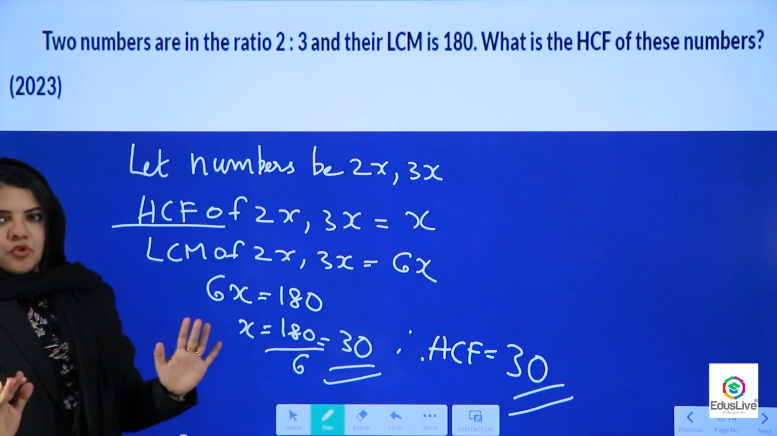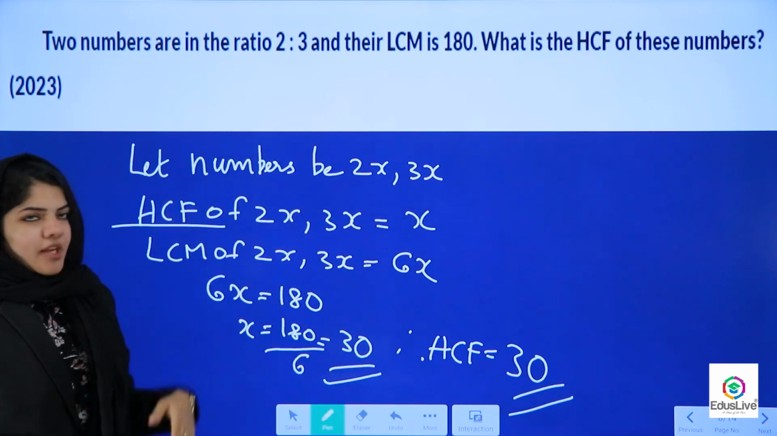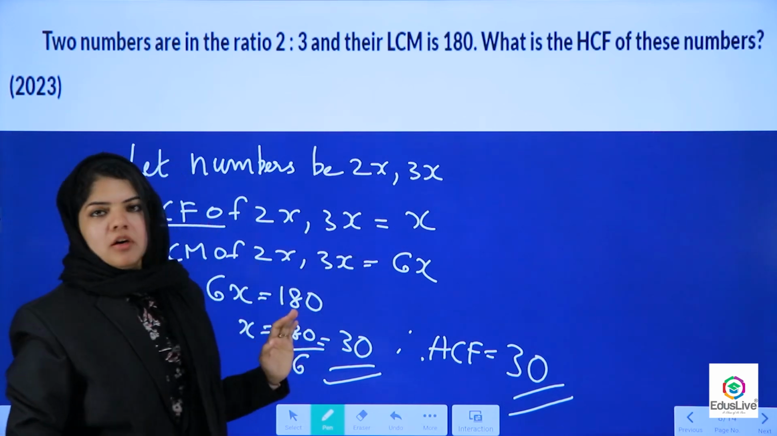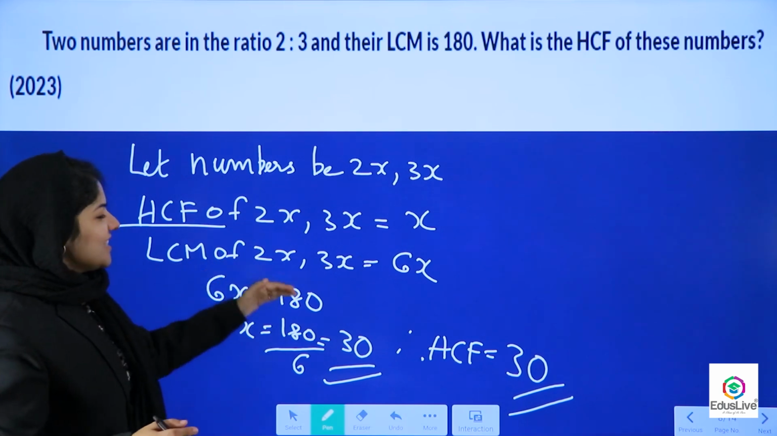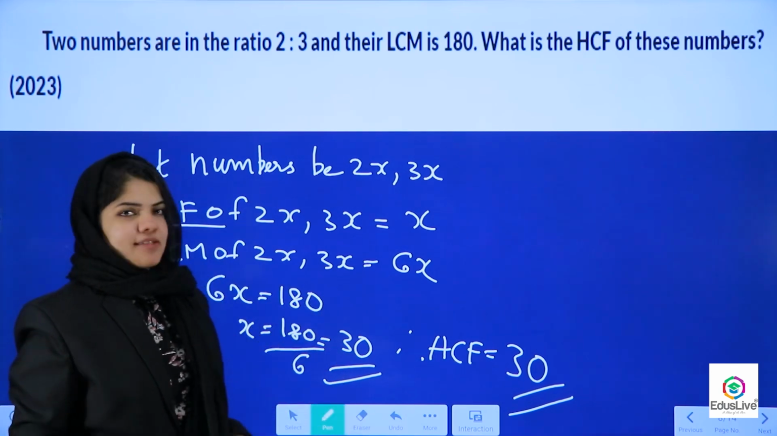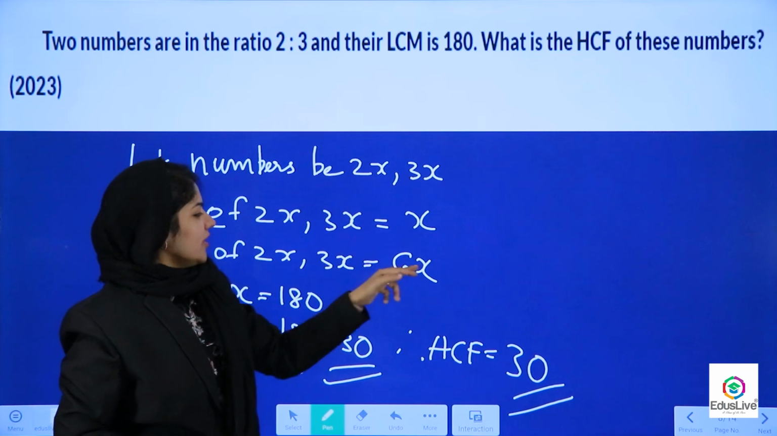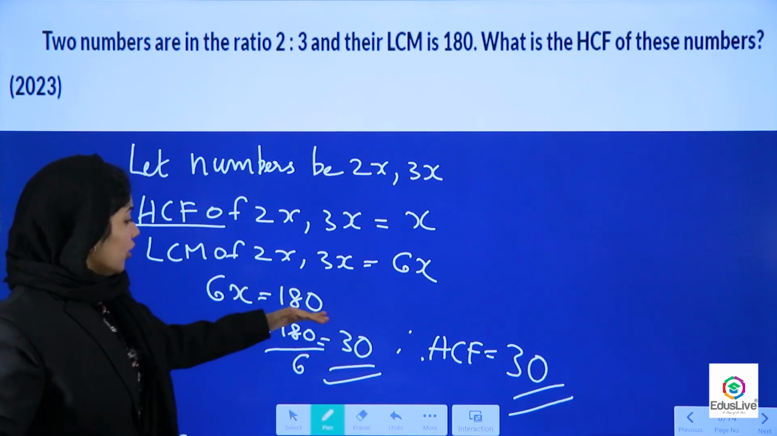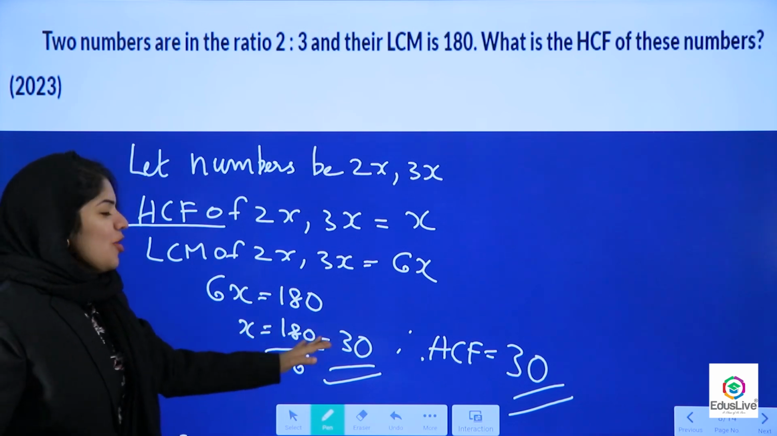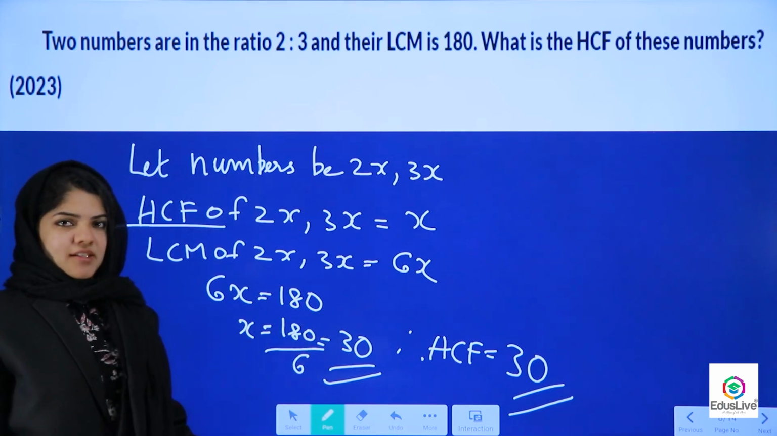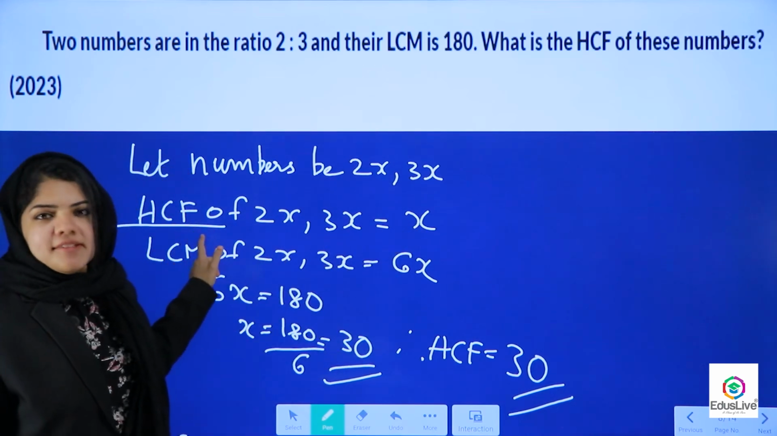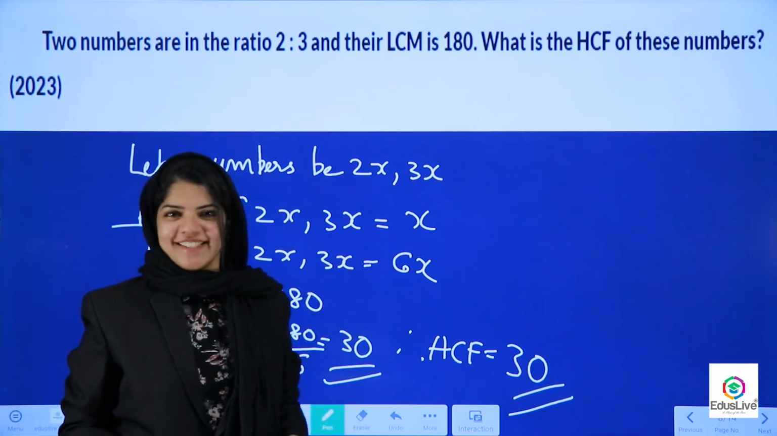Okay, so we will assume the numbers be 2x and 3x. So, the HCF will be x for 2x and 3x and LCM of 2x and 3x is 6x. Since LCM is directly given, we can equate 6x to 180. So, 6x is equal to 180 means x is equal to 180 divided by 6, that is 30. So, x value is 30. x means it is the HCF. So, HCF is 30.